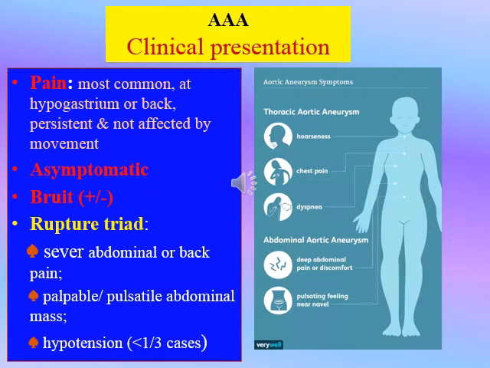A bruit can be heard at the site of the aneurysm, but very unlikely in adults, due to the big size of an adult and the higher BMIs of many people. The triad of rupture: when an abdominal aneurysm ruptures, the patient encounters severe abdominal or back pain. A pulsating mass can be found during meticulous examination, and most of them will present shocked or hypotensive.